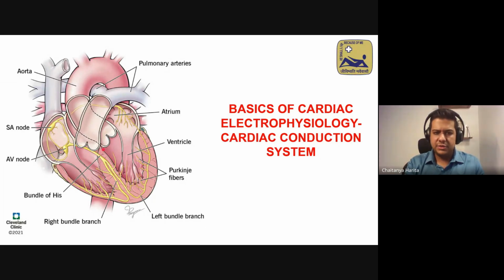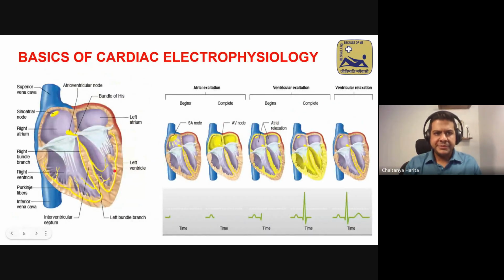You have a common bundle of His, which goes into a right bundle branch and a left bundle branch. This goes through the myocardial fibers and distributes electrical impulses to each myocardial fiber through the final division, which is called the Purkinje fibers. So you have SA node to right and left atrium, SA node to the AV node, slight delay at the AV node. AV node goes to the common bundle of His, which divides into a right and left bundle branch, and then the Purkinje fibers. So this is how electrical impulses are conducted 72 times every minute in the heart.